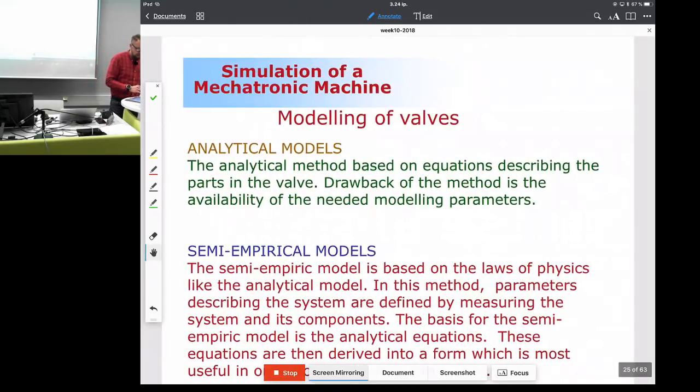Then there are analytical models, which is pretty much what I explained. We can take these analytical models and create the equations for spool position, flow rate, and all other details.